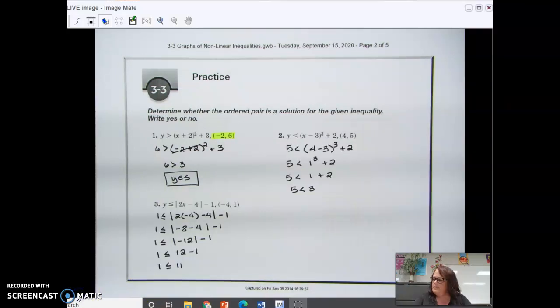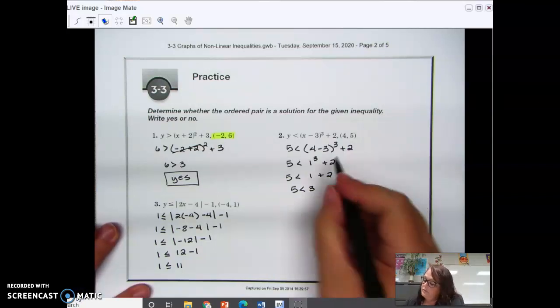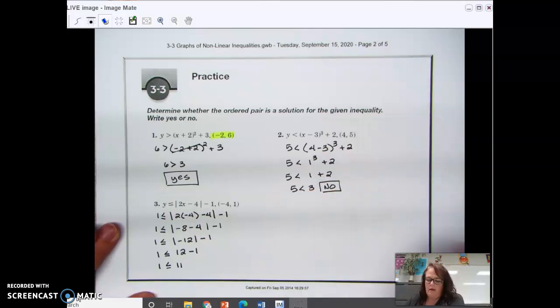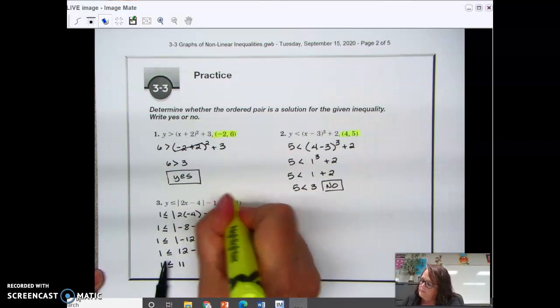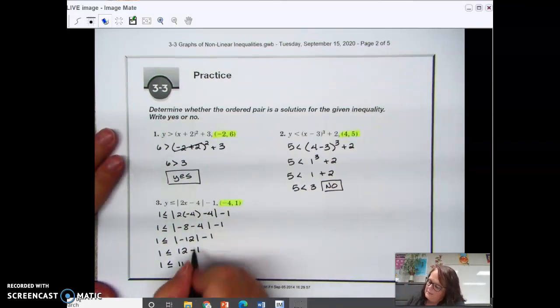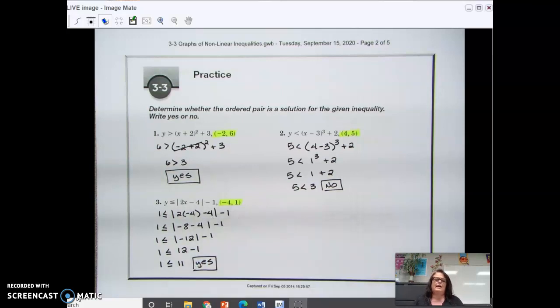So hopefully you paused the video. So for question number 2, I got down to 5 is less than 3. And since that is not a true statement, that point of 4, 5 should not lie within the shaded region. And then for question number 3, 1 less than 11, that is true. And so the point -4, 1 is a solution and should lie in the shaded region for number 3.